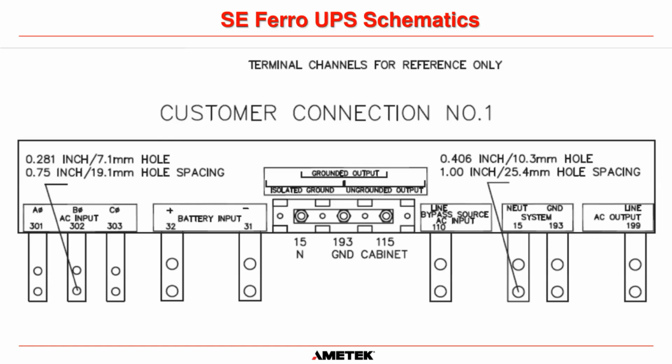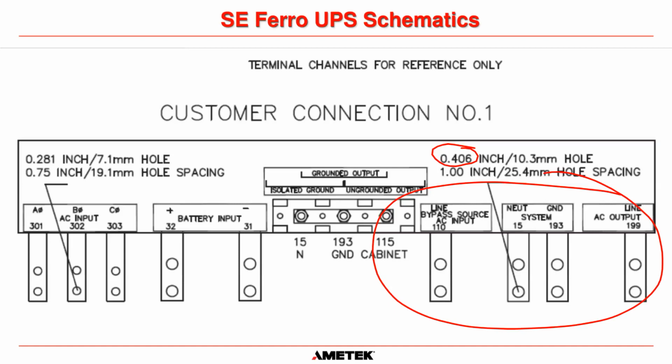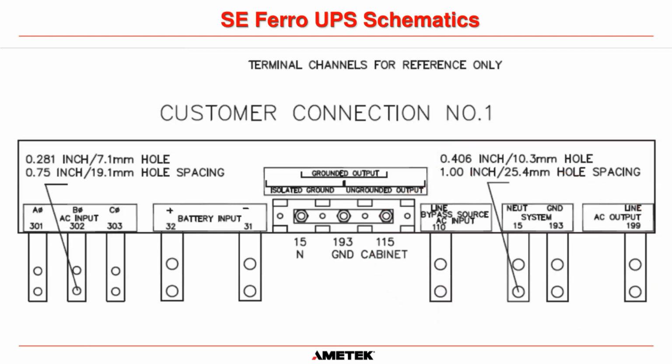You can see here on the output and the bypass of the system, that is different. The hole size is 0.406 inches and the hole spacing is 1 inch. Okay. So if you were going to put a lug on here that has two holes, the hole spacing is going to be 1 inch and the hole size is 0.406 inches. And that's the same for the bypass input, the neutral, and the AC output. Okay.